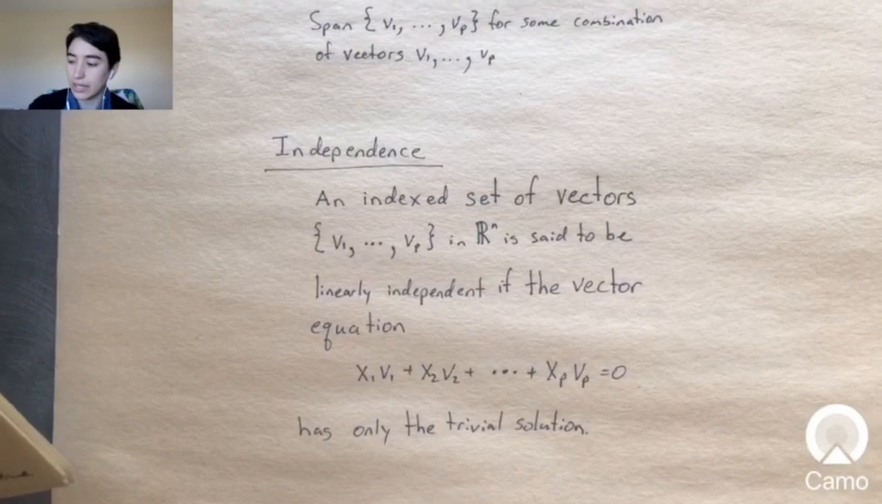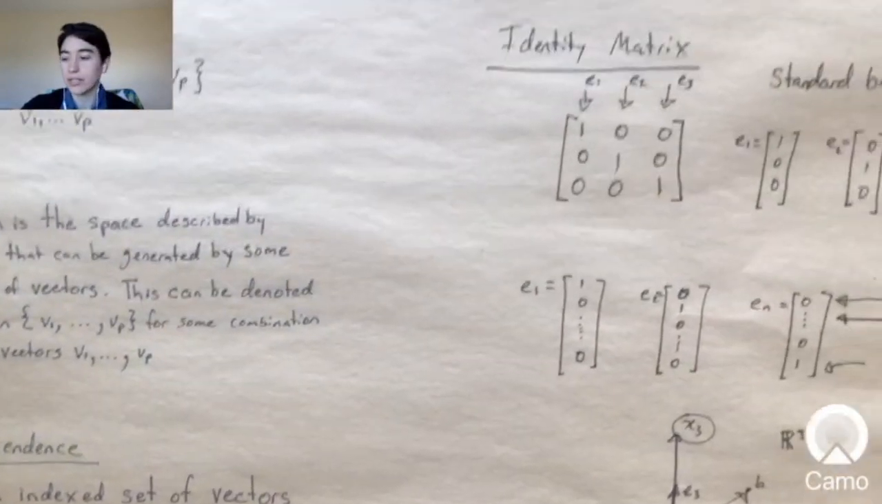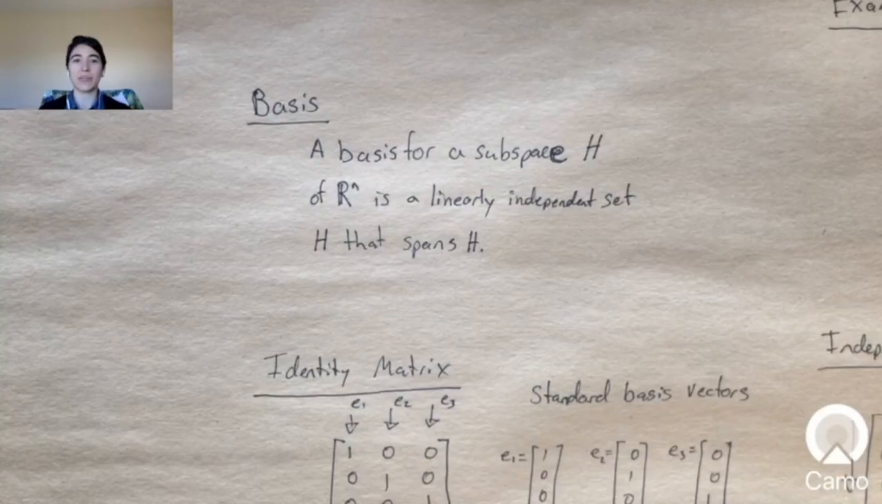Moving on, let's cover basis. This is what we're getting to today. A basis for a subspace H of R^n is a linearly independent set that spans H. A subspace is any subset of a space. So a plane in 3 dimensions would be a subspace of a 3-dimensional space. A line in 3 dimensions would be a subspace of a 3-dimensional space. A line in 2 dimensions is a subspace of a 2-dimensional space.